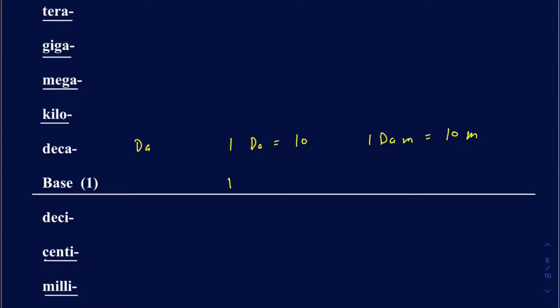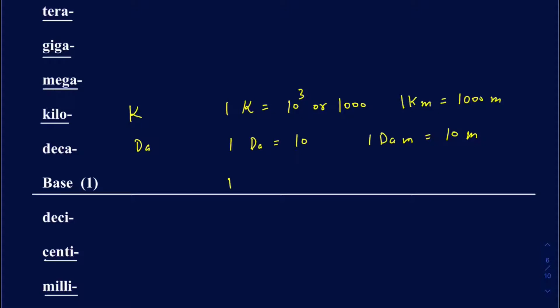Deca could be used anywhere. I could have decagrams or decaseconds, it doesn't really matter. Kilo is obviously one commonly used prefix, and the kilo symbol is an uppercase K. 1 kilo is actually 1,000 or 10 to the 3. You want to make sure you're able to write those both ways. A really good example is 1 kilometer is equal to 1,000 meters or 10 to the 3 meters. Either way is fine.